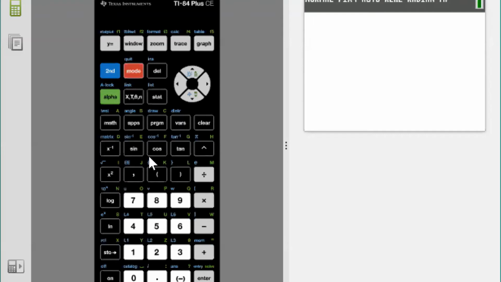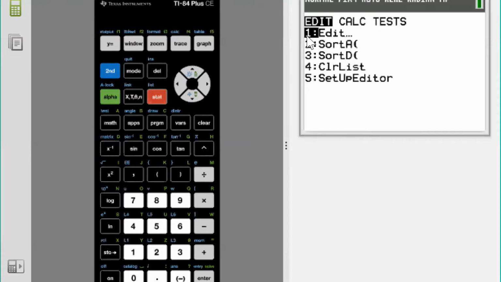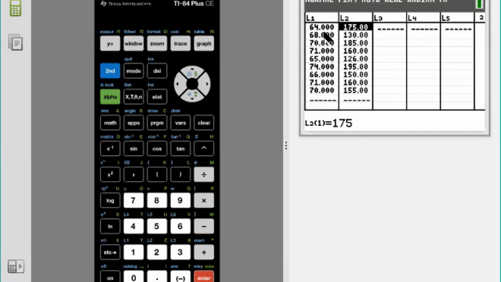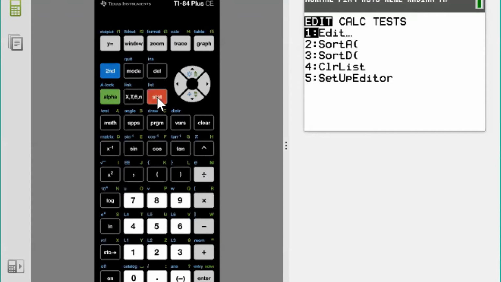What you'll do, you can follow along with me, is go to stat, and then go to number 1, which says edit. In list 1, please enter the third exam score, and in list 2, please enter the final exam score. Now hit stat. We are calculating the value of R. You have seen this in last class also. Hit stat, then go to calculate.